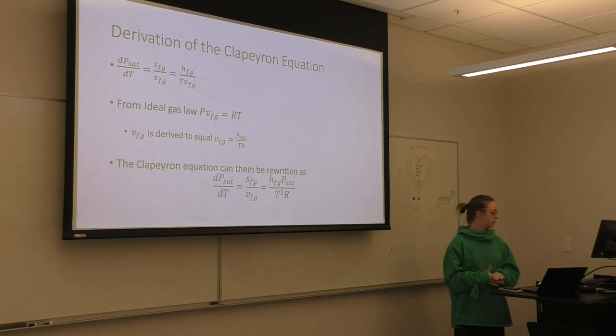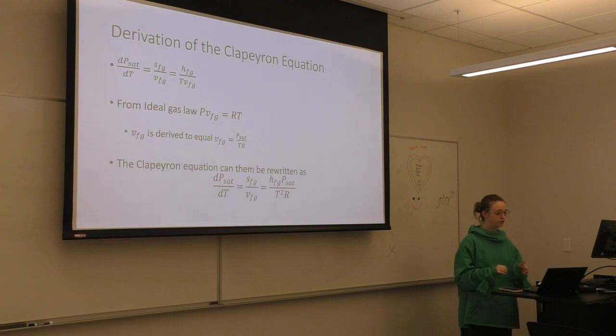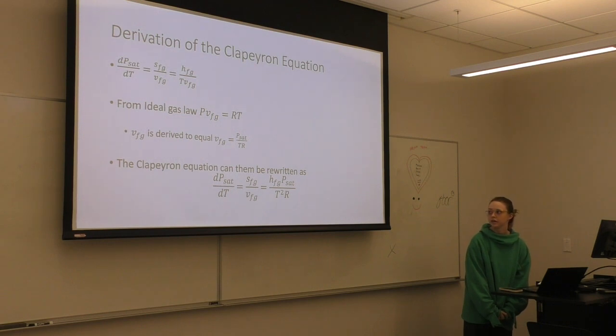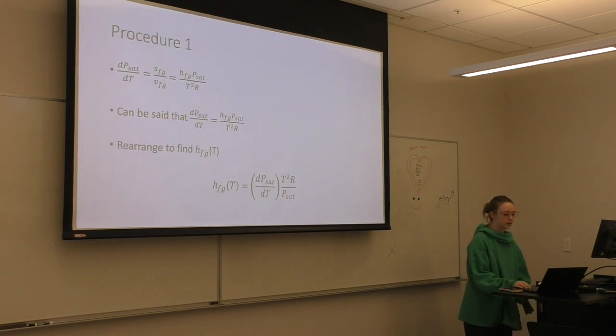And then for procedure 1, we wanted to calculate the latent heat using the ideal gas law. So we don't exactly know what the specific volume was, so we used the ideal gas law, which is pressure times specific volume equals the ideal gas constant times temperature, and if we rearrange that, we can get the specific volume equals the ideal gas constant times saturation temperature over pressure, and then we can rewrite the equation as the derivative of saturation pressure over saturation temperature equals the latent heat times saturation pressure over saturation temperature squared times the ideal gas constant. And then, well, we want to find latent heat, so we rearrange it and get that equation.